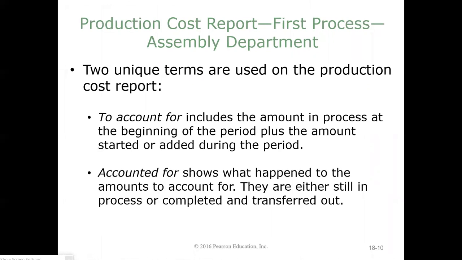These are 2 terms that they're going to use in this production report. The first term is to account for. That's going to be the amount in process at the beginning of the period, plus any amount we've started or added during the period. And then accounted for is going to be any amount that's still in process, plus anything that's been completed and moved out. Do you remember how I said, on the obvious slide, that what you have in one area is going to have to equal what you move to the next area plus anything that remains? That's where this concept's going to come into play.